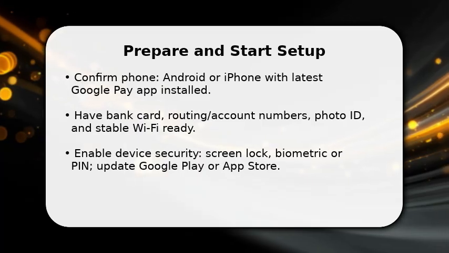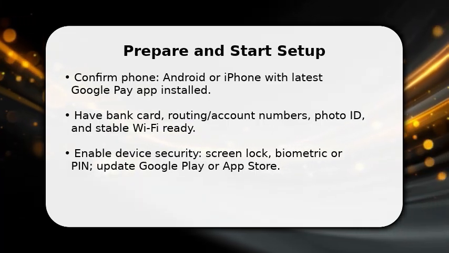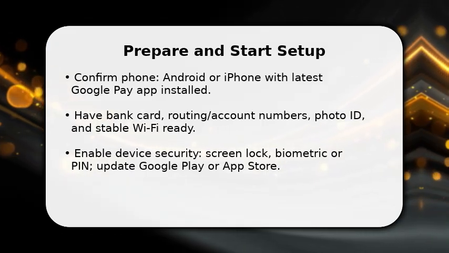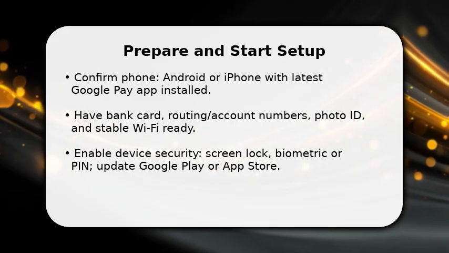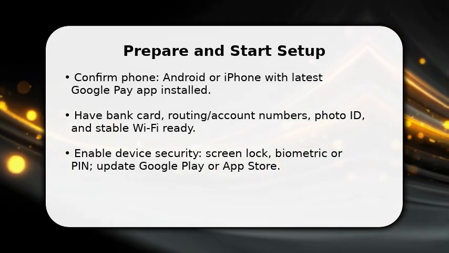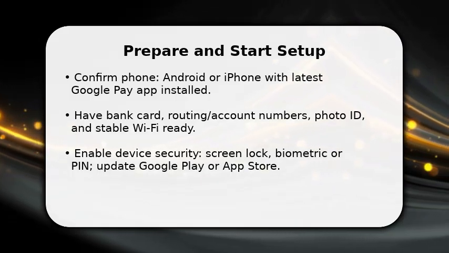You begin by preparing essentials and opening the Google Pay app. This speeds verification. Sign into your Google account, then tap Add a Payment Method and choose Bank Account. Enter your routing and account numbers or link a debit card for instant verification. Once done, review bank terms and let the app request micro deposits if required.